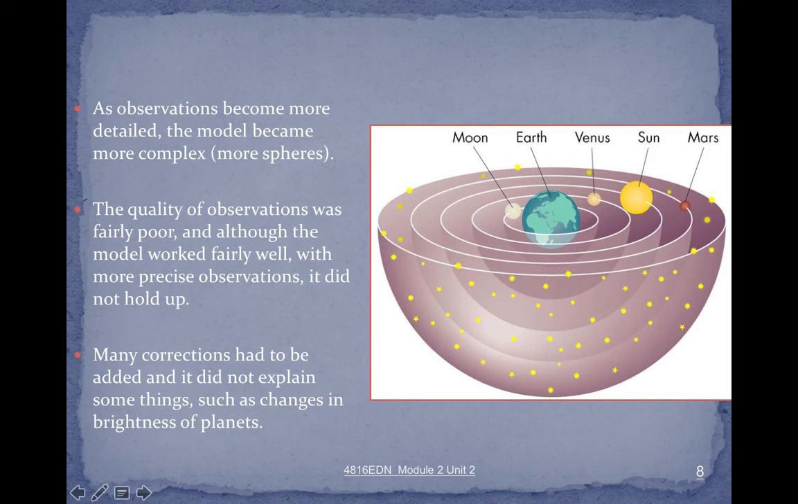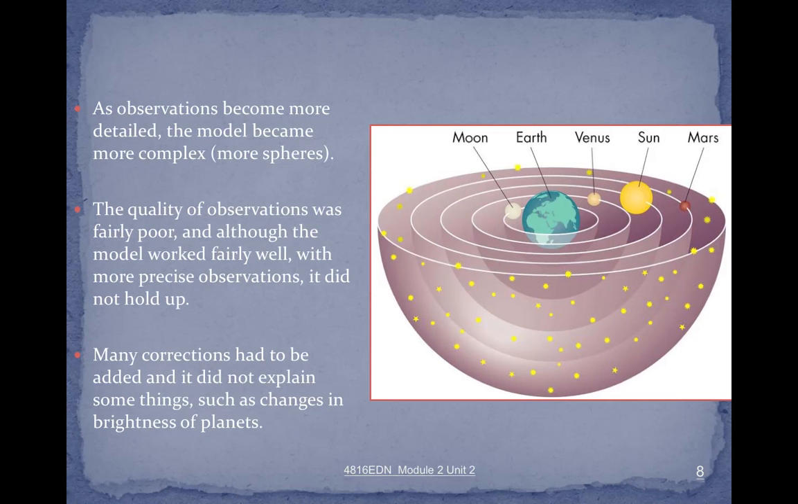But as observations became more and more detailed, the model became more and more complex. There were more spheres. It became a very convoluted, difficult model. So this is what we're talking about with models. We're talking about it with the atomic model. We use a model to try and help us explain a phenomena.